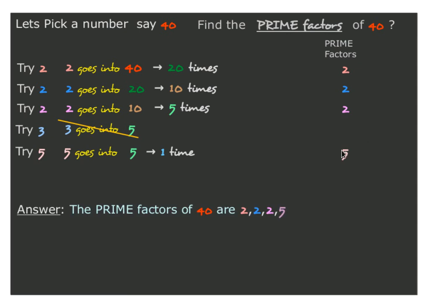So we know 5 is a prime factor because it goes in and we've ended up with a 1. And the answer is very simple. The prime factors of 40 are 2, 2, 2, and 5. Now, let's look at writing this a little bit better.